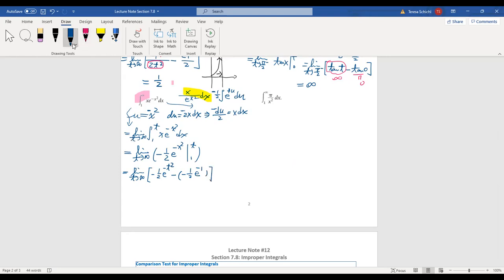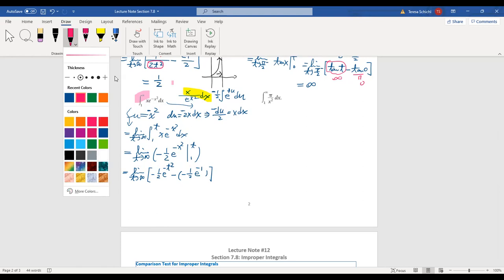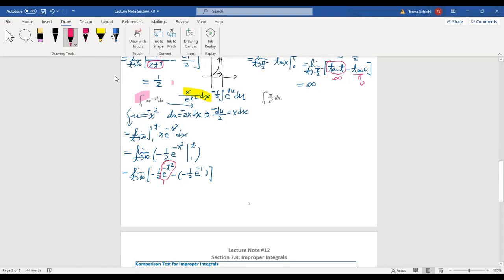Okay, so now let's look at these terms here. This term really is 1 over e^(t^2). As t approaches infinity, e^(t^2) approaches infinity, so the whole thing approaches zero. Then negative, negative is positive. So the final answer here is 1/2 e^(-1), or you can say 1/2e.